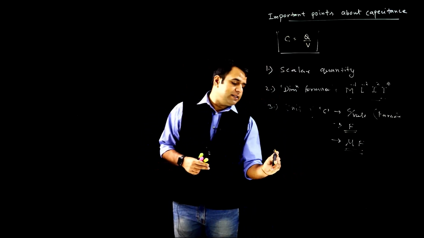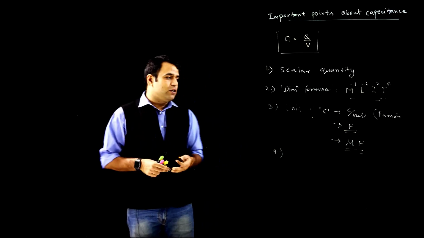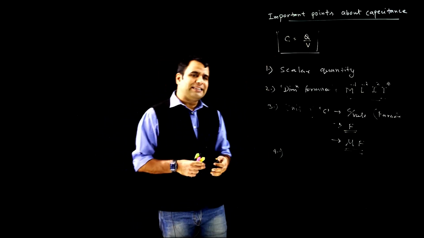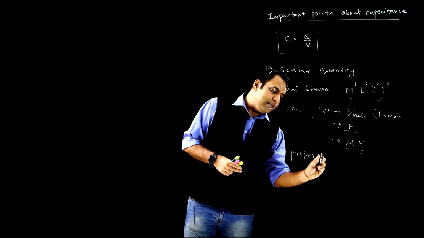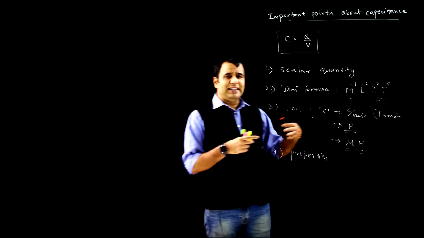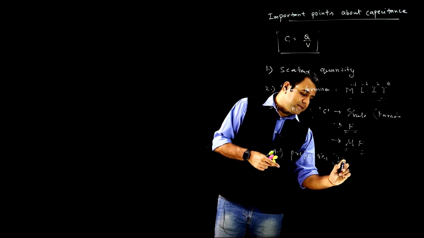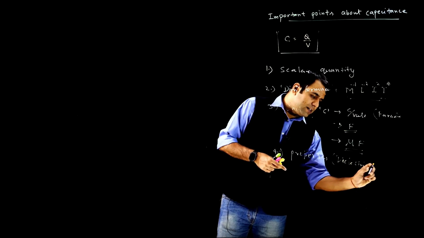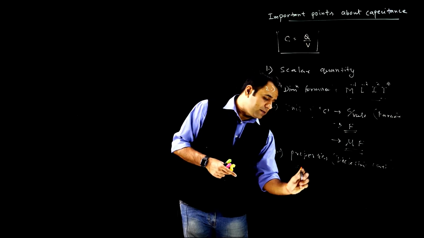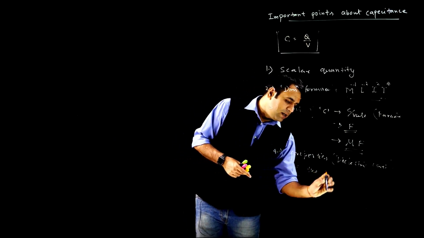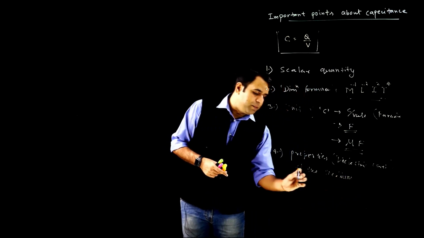The fourth point is the dependence actually. This capacitance, what it depends on and what it doesn't depend on. So this capacitance value depends upon the properties of the medium. When I say property, basically I mean the density, dielectric constant, these kind of properties. The capacitance depends upon the properties of the medium.